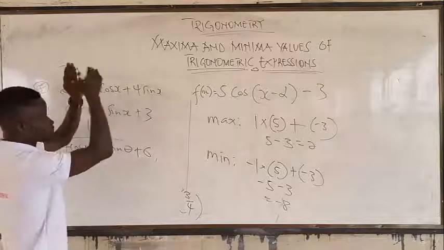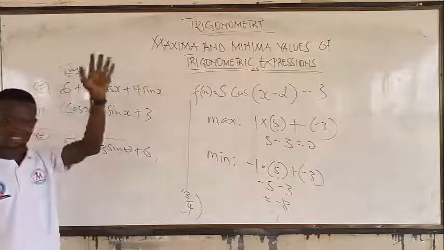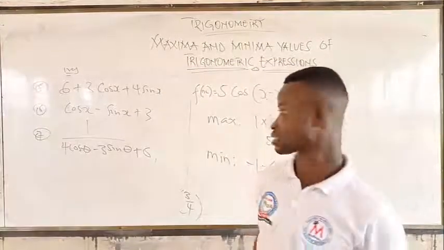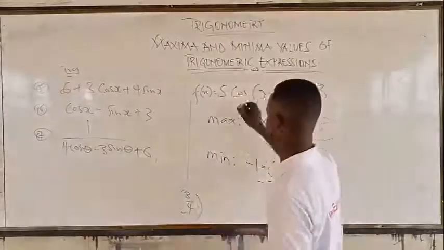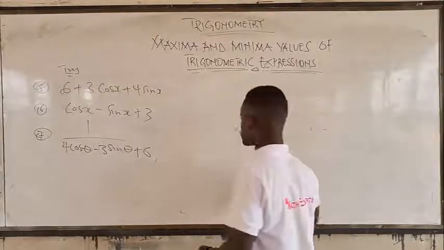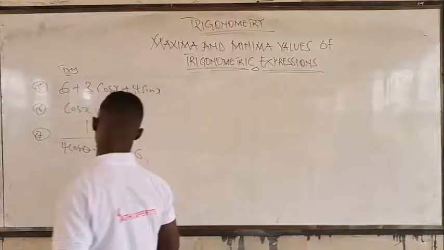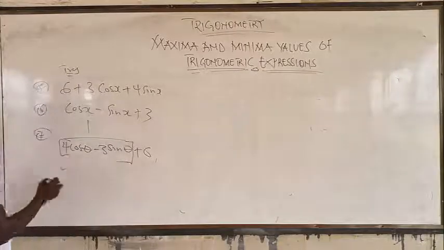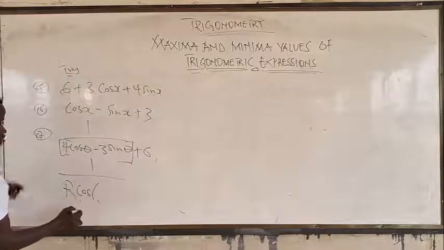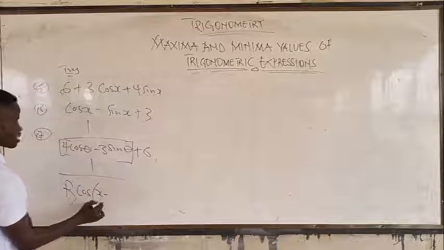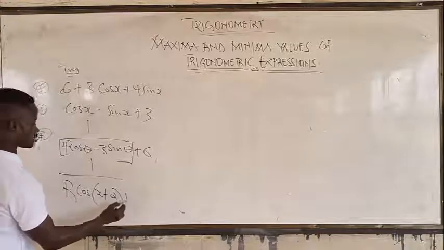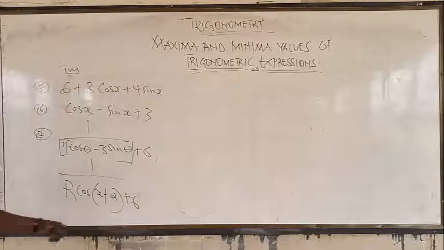Don't forget, this part is present in that part. This part is present in that. In fact, it's very, very important. So let's look at the seventh one together. As usual, you're going to express it in R cos(x minus alpha), here is minus, so x plus alpha, plus 6. So we are going to express it in this.